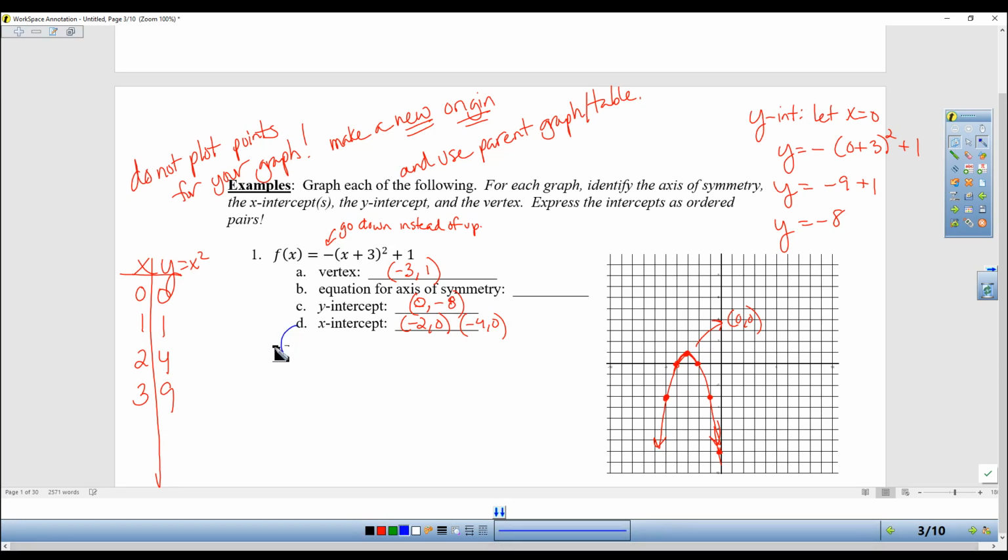So for the x-intercepts, even though we were able to find them graphically, it's possible I could give you this question and just say, find the x-intercepts. You are not going to make the graph just to find the x-intercepts. So to find the x-intercepts, let y be equal to 0. 0 is equal to negative (x + 3) squared plus 1. I'm going to subtract 1 from both sides.